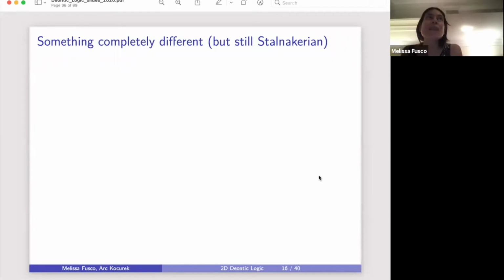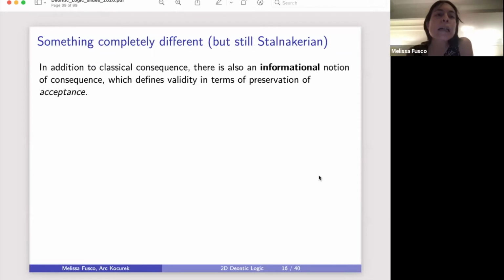But still not carrying in this framework, because it'll be important, and relating it to what he's doing in assertion is possible, but I think I won't try, for reasons of time. Which is to say that in addition to classical consequence, it's important to Stalnaker and others that there's an informational notion of consequence at play when we model natural language, which defines validity in terms of the preservation of acceptance, not just truth.